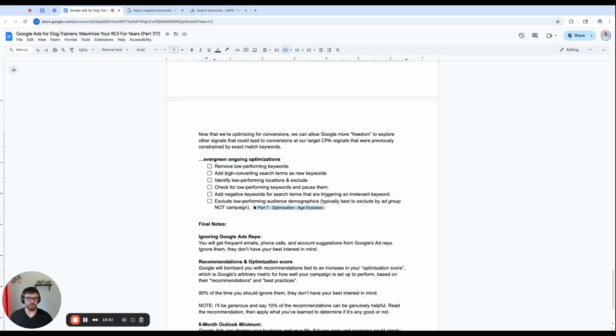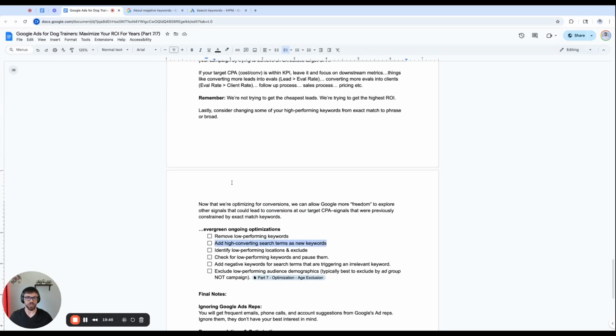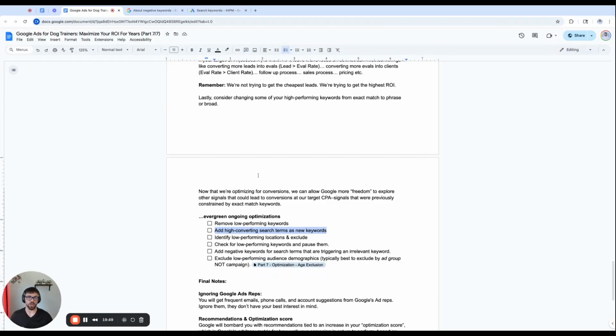Remove low performing keywords. Add high converting search terms as new keywords. So I touched on that a minute ago when we were talking about search terms. If after 3 months you're looking at your search terms report and you can see that you have 4 or 5 or 6 or 7 conversions from a keyword that you don't have added to your account yet, go ahead and add that keyword because it's a high performing keyword and you have a bunch of data to prove that it's a high performing keyword.